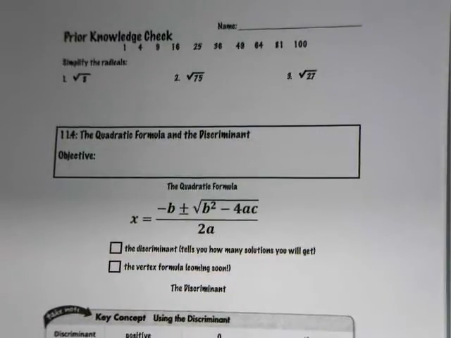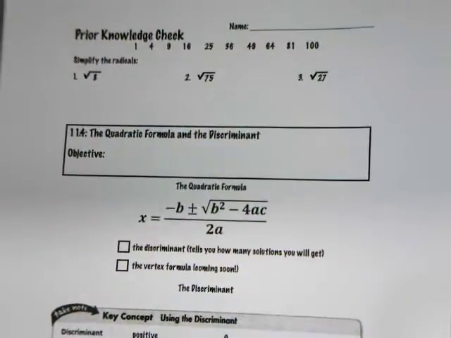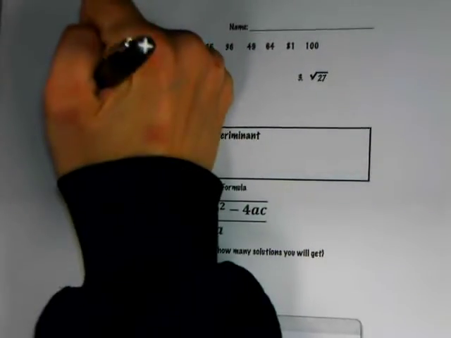First one, which number are you going to use for 8? 4 and 2. Yep, 4 and 2. So square root of 4, square root of 2. So you should have 2 radical 2.